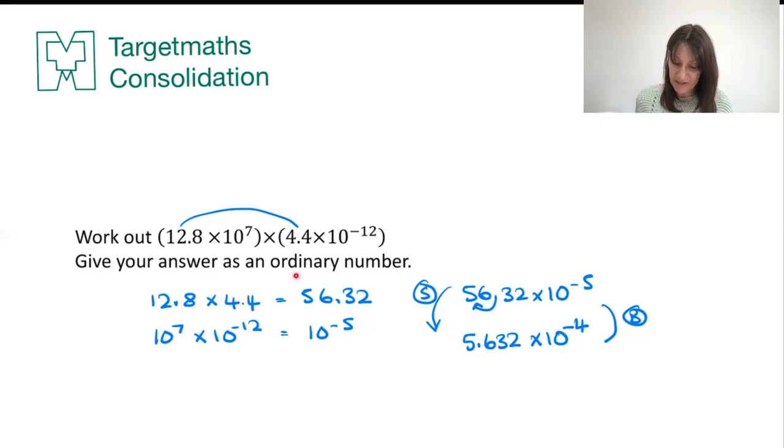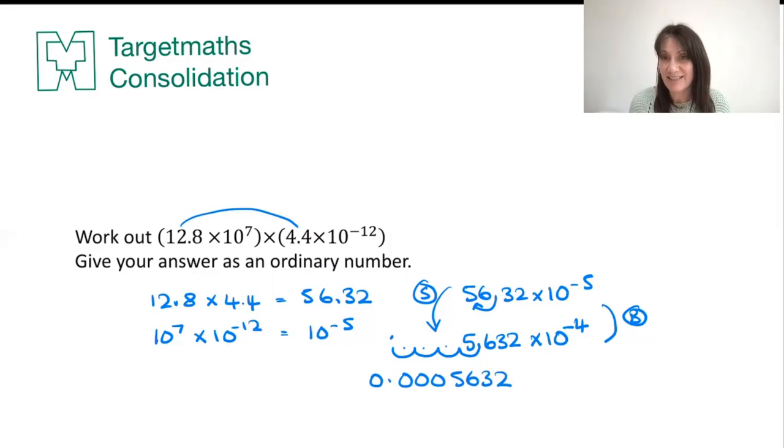When actually, when I go back and check, it says we have to have it as an ordinary number. So minus 4 means I need to move 4. So there's 1, 2, 3, 4. That decimal point is going to end up there. 0 point. I've got 1, 2, 3 zeros, then 5, 6, 3, 2. And that is my final answer.